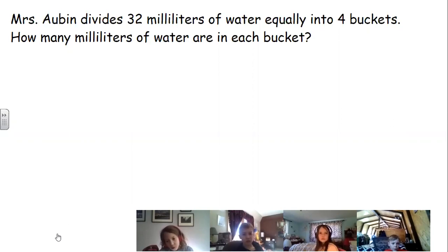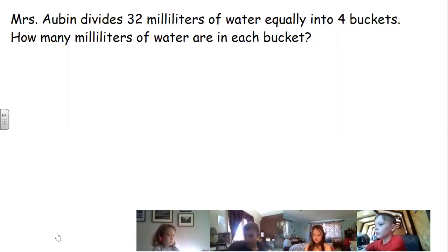Here's the first one. Mrs. Aubin divides 32 milliliters of water equally into 4 buckets. How many milliliters of water are in each bucket? Get your spiral, start solving. Look for those clues. Visualize water. I'm pouring water into 4 different buckets. I have 32 milliliters. I know my total.